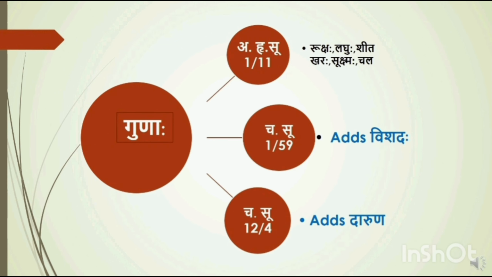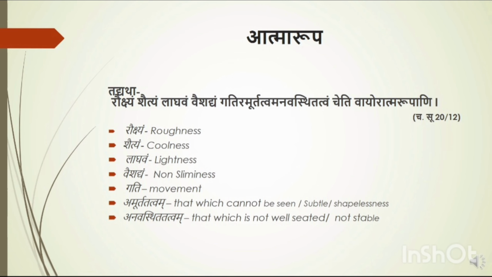According to other acharyas like Charaka, he has mentioned in Charaka Sutrasthana all these gunas like ruksha, lagu, shita, khara, sukshma, chala, but he has added one more guna, that is Vishada guna, as well as in Charaka Sutra 12th chapter he has added the guna dharuna also. So you can just remember these 2 gunas according to Charaka, and you can learn the shloka of Ashtanga reference by heart as well. Now let's move to the Atma Rupas of Vata Dosha.